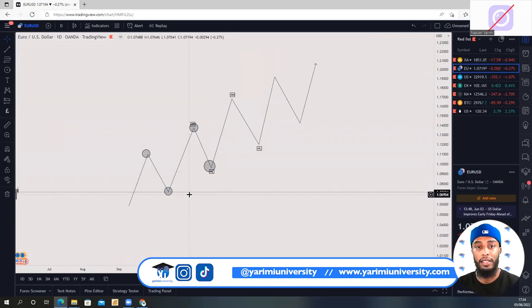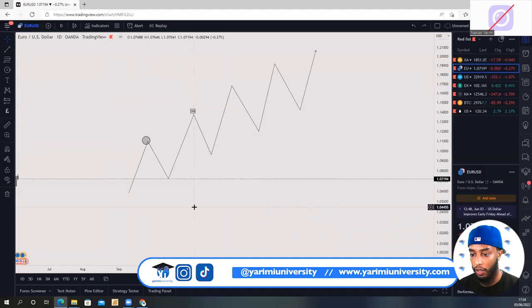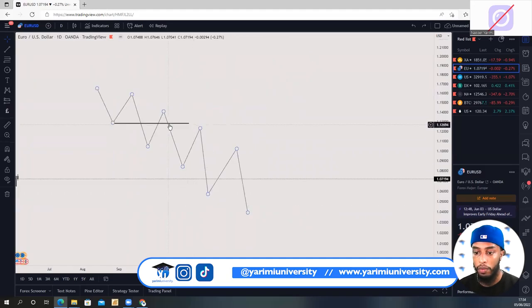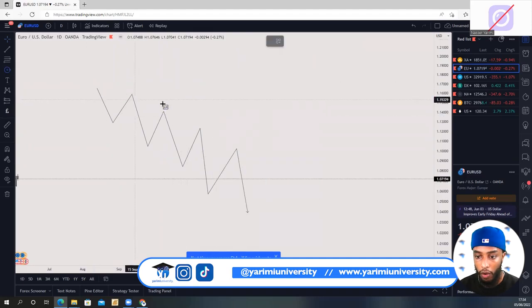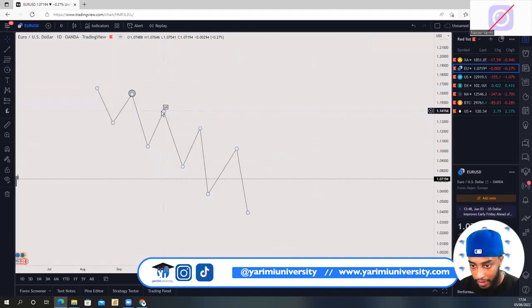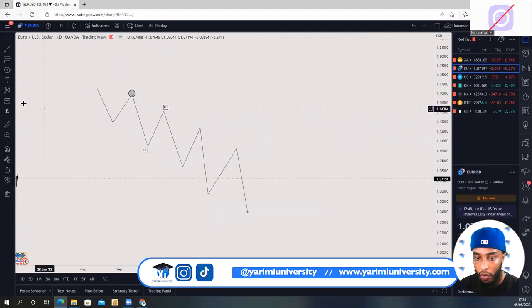The market forms higher highs and higher lows in an uptrend, and the market forms lower highs and lower lows in a downtrend. So this is a lower high. Why is this a lower high? Because it is lower than the previous high. This high over here is lower than the previous high. This is a lower low. Why is this a lower low? Because this low is lower than the previous low, and so on and so forth.